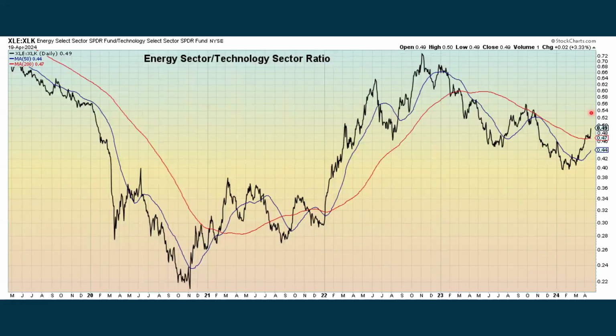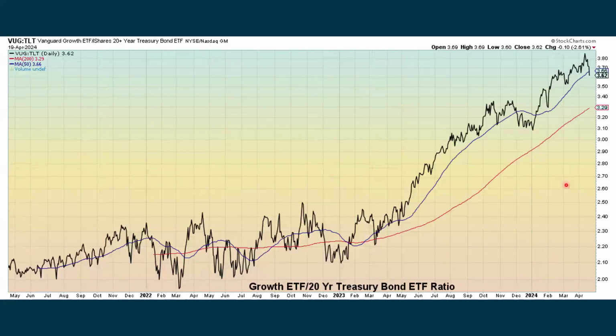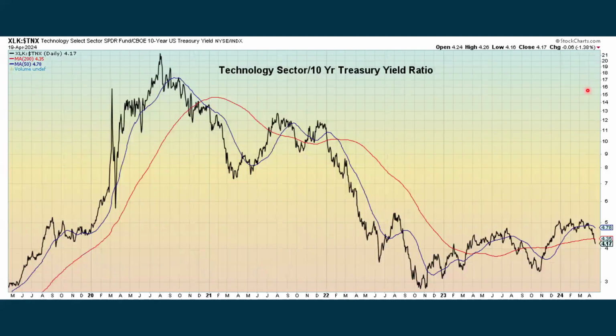We look at energy, which had been underperforming the tech sector, but lately it's been outperforming, but we're still in a longer term downtrend. We look at growth areas, buy low, sell high stocks, and compare it with bonds, much more conservative. This ratio is in an uptrend showing that growth is outperforming, but lately seeing some weakness. The tech sector, compared with the 10-year yield, had been outperforming, now starting to pull back.